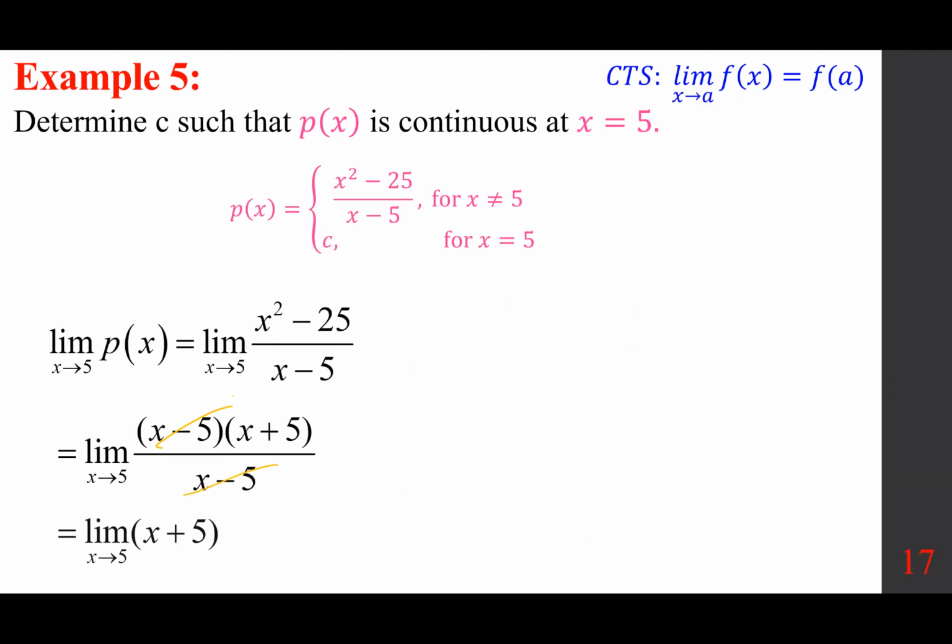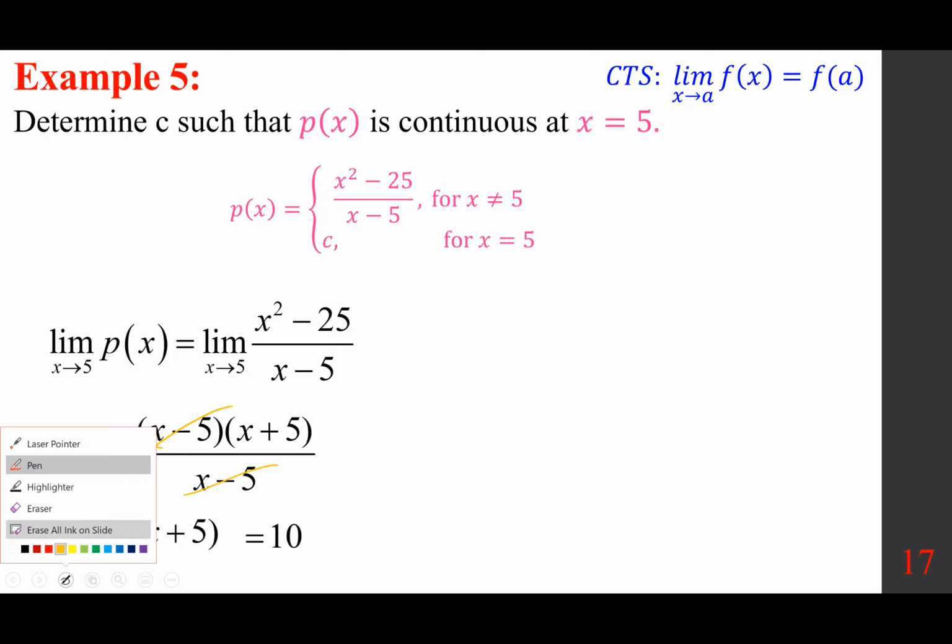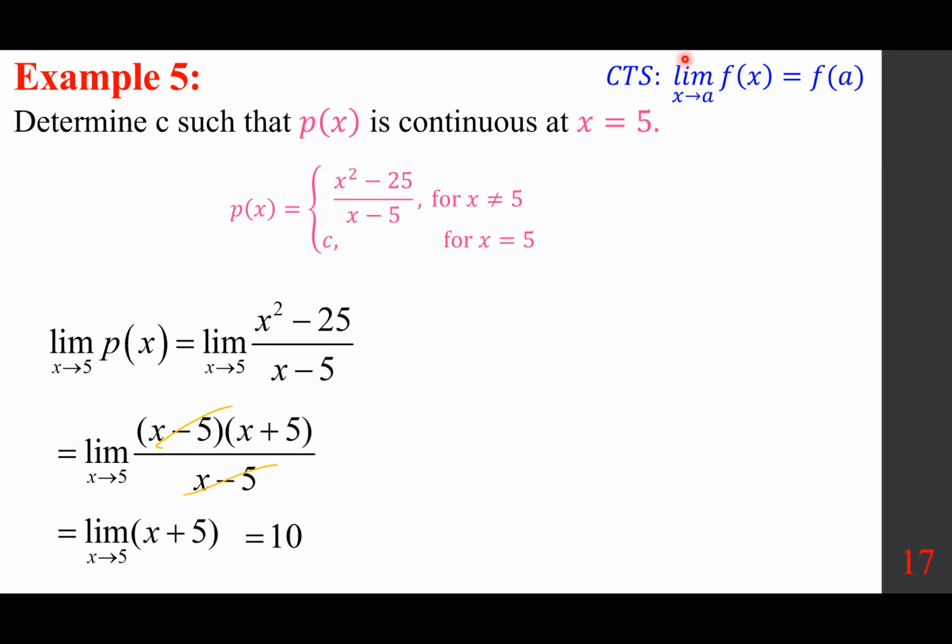And the answer is 10. Now, if the limit is equal to f of a, then it's continuous at a. So what is f of a? F of a is given as c, and we have to make them equal. Therefore, c must be 10. That's the only way to make this work.